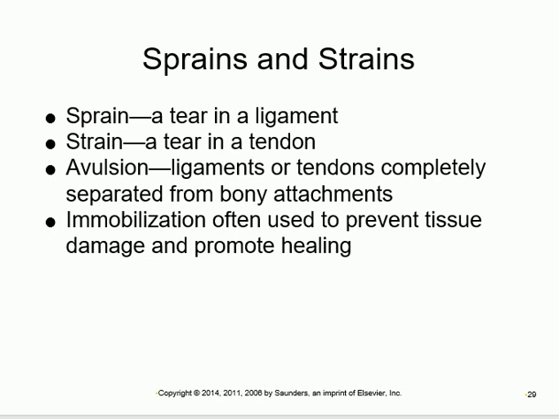Sprain and strain are two different conditions. They are very close to each other. Both of them are a tear. But a tear in what? A tear in a ligament is called a sprain. A tear in the tendon is called a strain. And this is important to remember. What is the sprain and what is the strain? Sprain is a tear of a ligament. Strain is a tear of a tendon.